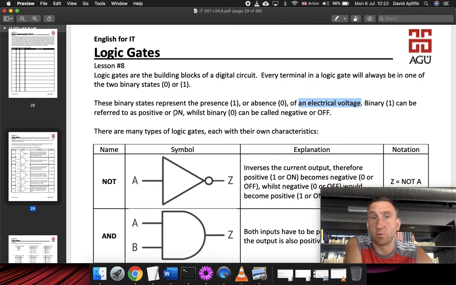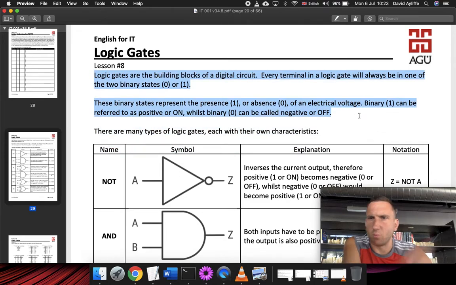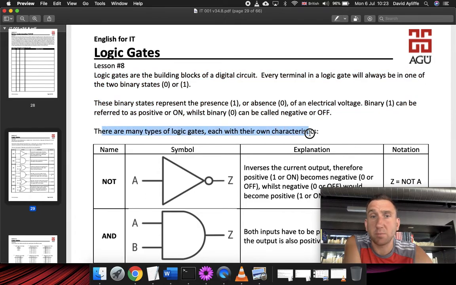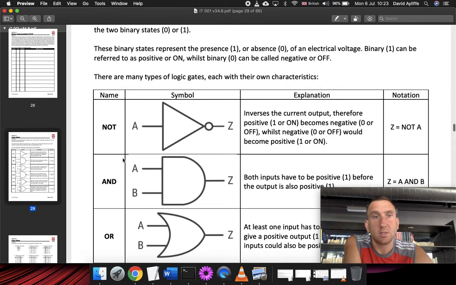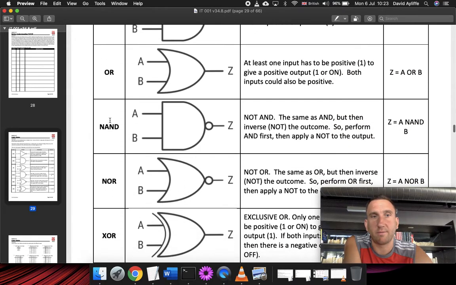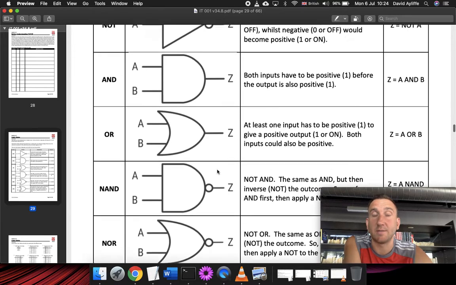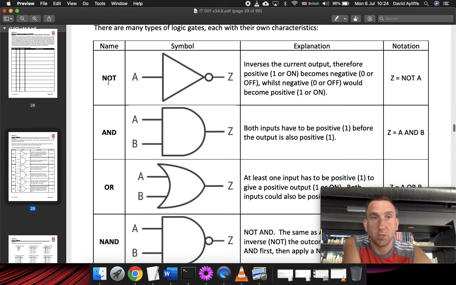Binary 1 can be referred to as positive or on. Binary 0 can be referred to as negative or off. So just really saying that binary 1 and binary 0 are electrical pulses down a cable. There are many different types of logic gates, each of them with their own characteristics. So there are 1, 2, 3, 4, 5, 6 different logic gates, yeah? So let's have a look at them.